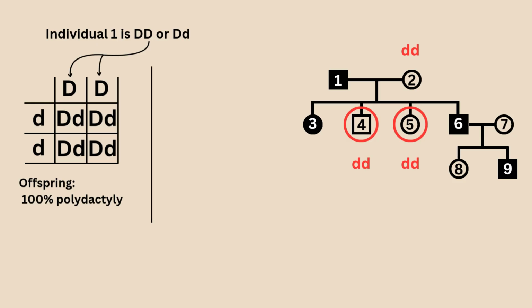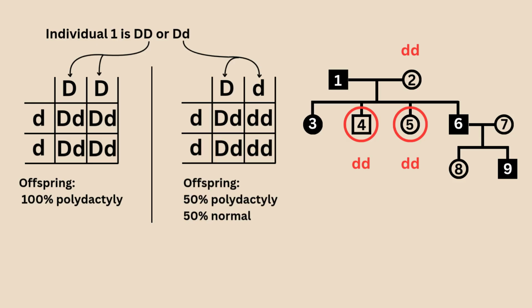However, if individual 1 is big D, little d, then the Punnett square would predict that 50% of the offspring will have polydactyly, big D little d, and 50% of the offspring will be normal. And if we look at our pedigree diagram, we can see that 3 and 6 have polydactyly, and 4 and 5 do not. So therefore we can conclude that individual 1 is big D, little d.